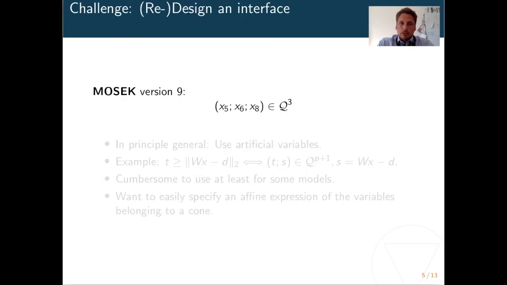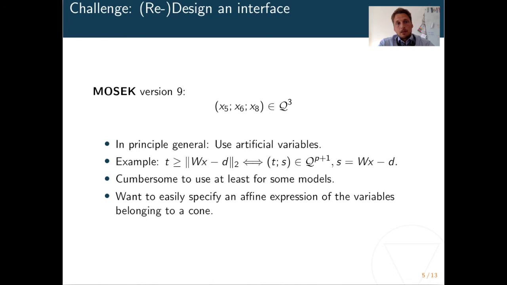Now what happens in MOSEK 9 right now is that cone membership can be specified for the variables directly, or of course for only a subset of them. And that's exactly what's needed to write down a model in standard primal form, for example. And what you cannot currently do is write down cone membership for an affine expression of the variables, as it would appear in dual standard form. Yet the current interface is in principle very general and doesn't stand in the way of the modeling versatility of conic optimization that we proclaimed on the previous slide.